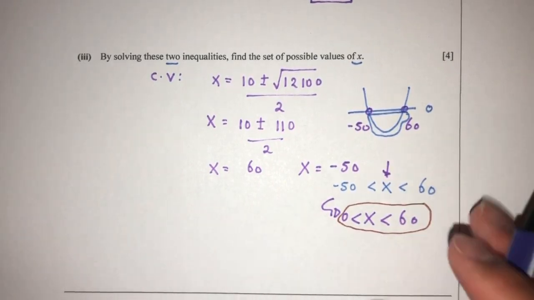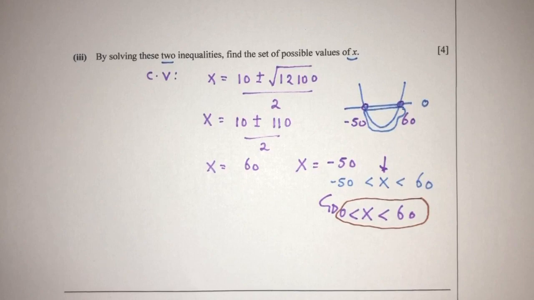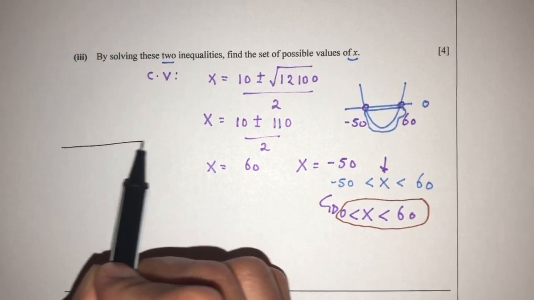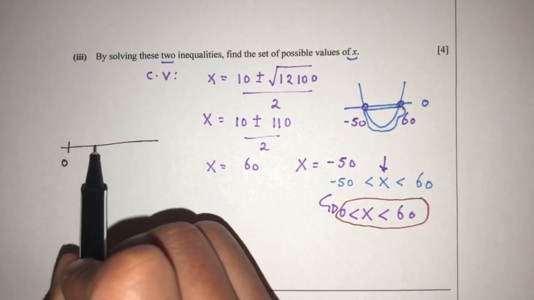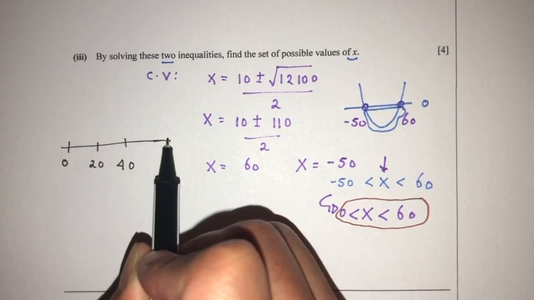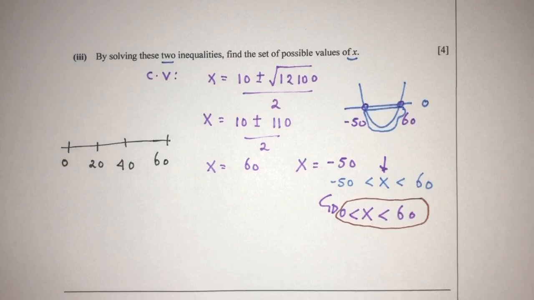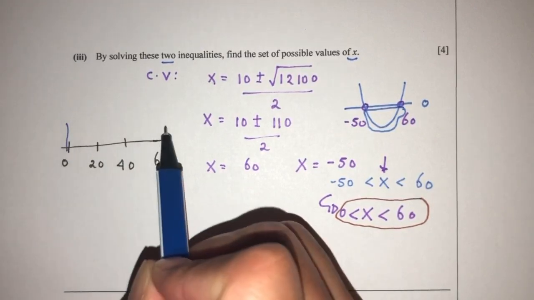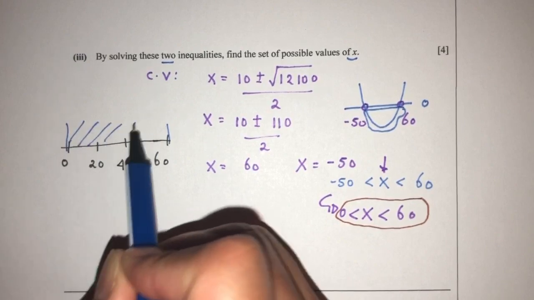For example, here what do we have? Let's use a number line to help us to find the values. Here we have 0, 20, 40, and 60, for example. So for this set, it is between 0 and 60. So 0 and 60, it will be this.